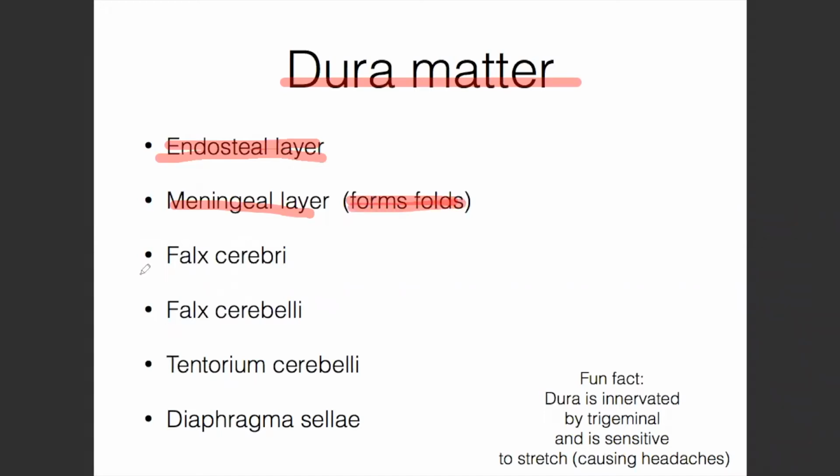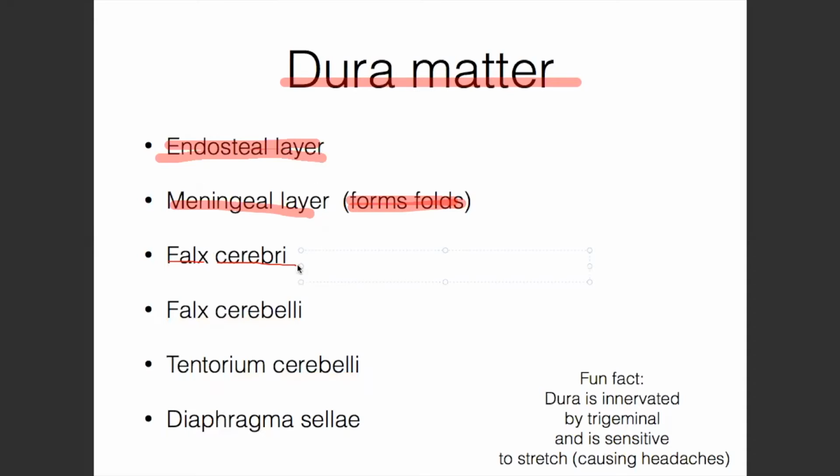We have 4 of them. We have one that's called falx cerebri, one that's called falx cerebelli, one that's called tentorium cerebelli, and one that's called diaphragma sellae. Okay, so I know their names are a bit confusing at the beginning, but when we start explaining them, you'll get them. Right. Falx cerebri is a layer that's going to be between the 2 cerebral hemispheres.